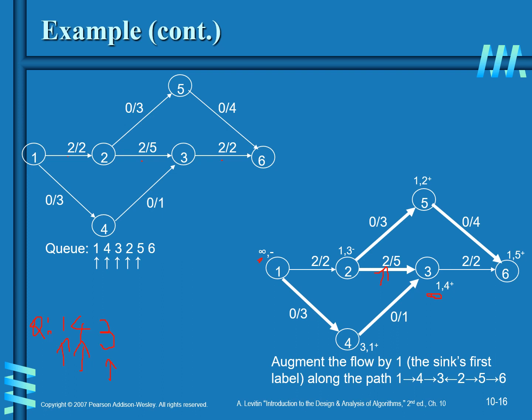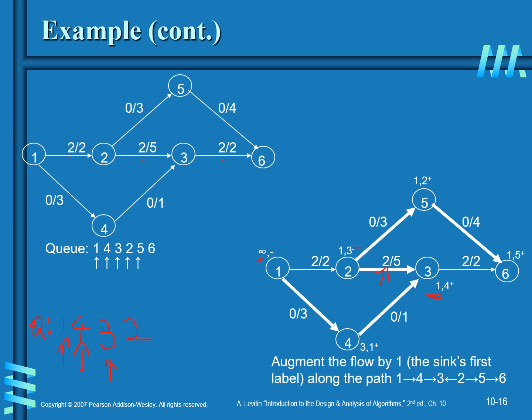That's why 2 is labeled with 1, comma, from which vertex 2 is reached by backward? 3. So 1 comma 3. Since it is a backward edge, you label with minus: 1 comma 3 minus. What is the vertex we have labeled now? 2. So you add 2 to Q. Next, you check whether the sink has been labeled. No. Whether the Q is empty? No.